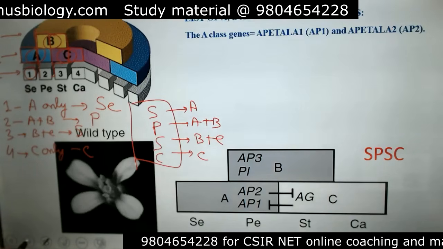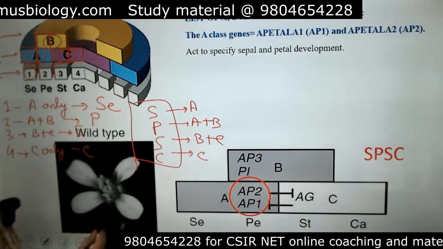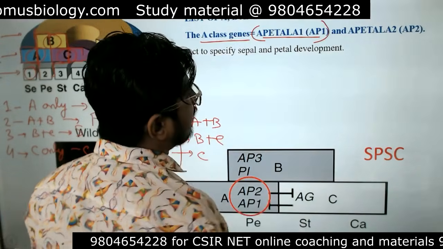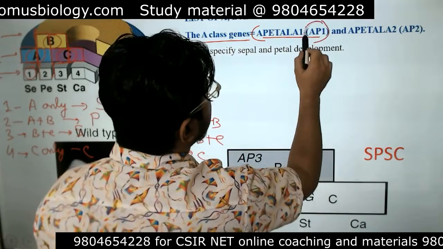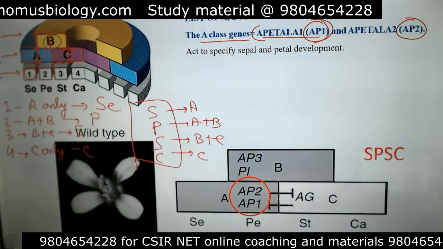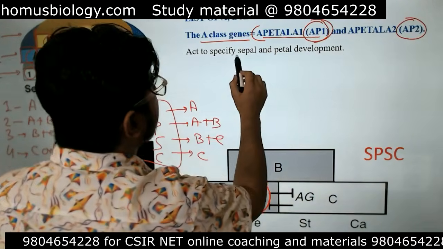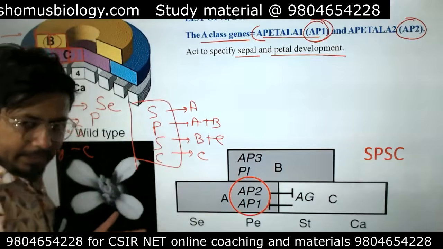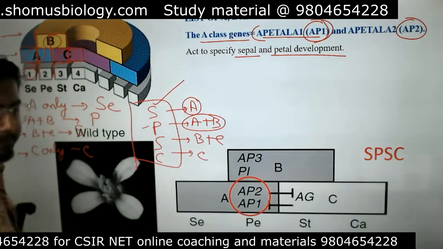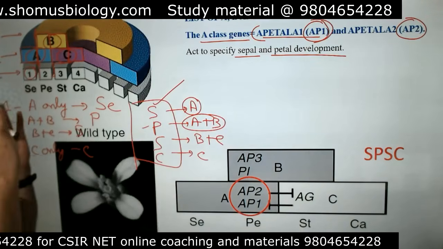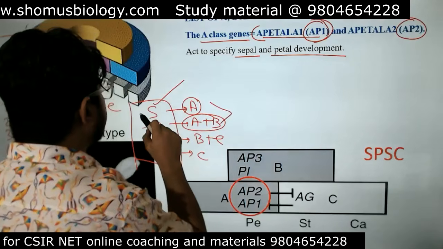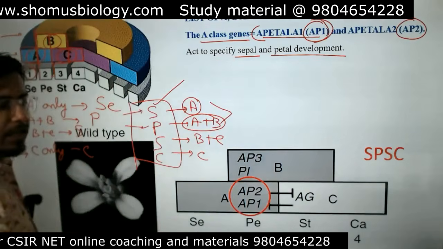This is how the 3 different identity genes work. A class genes are known as apetala 1 and apetala 2, known as AP1 and AP2. Both belong to class A genes. They act to specify sepal and petal development, right? So only A gives sepal, A plus B gives petal. So the presence of apetala 1 and apetala 2 determines whether that whorl is going to be sepal or petal.